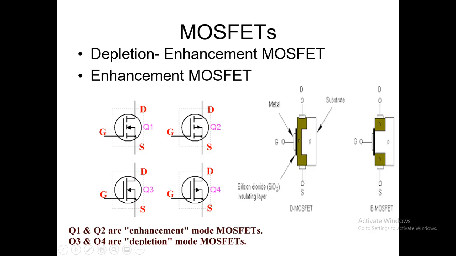If the line is discrete, it is the symbol of the enhancement MOSFET. If the line is continuous, it is the depletion type of MOSFET. That indicates there is a physical channel between the drain and source, and if it is a discrete line, there is no channel between the drain and the source. And the arrow indicates the type of MOSFET, N channel or P channel. If the arrow points inwards, it is N channel, and outwards means it is P channel.